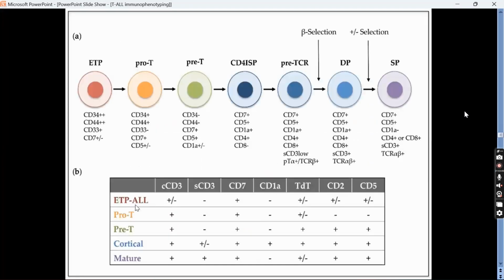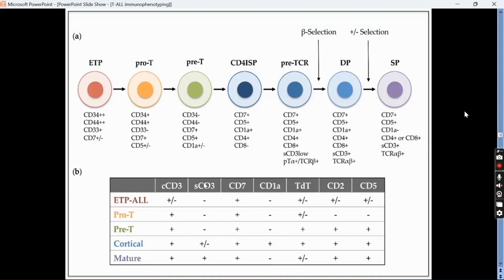So again, this is ETP-ALL, which I'll be discussing separately. It is almost like ALL arising from the cell which came recently from the bone marrow. So I told you, right? The common lymphoid progenitor from the marrow, once it decides it wants to become a T cell, goes into the thymus. When a leukemia arises from that cell, it will be an ETP-ALL. Later to that is early T-ALL, which includes pro-T and pre-T. Then later is cortical T-ALL and mature T-ALL. So these are the subtypes of T-ALL, and this is how the phenotype differs from each other.